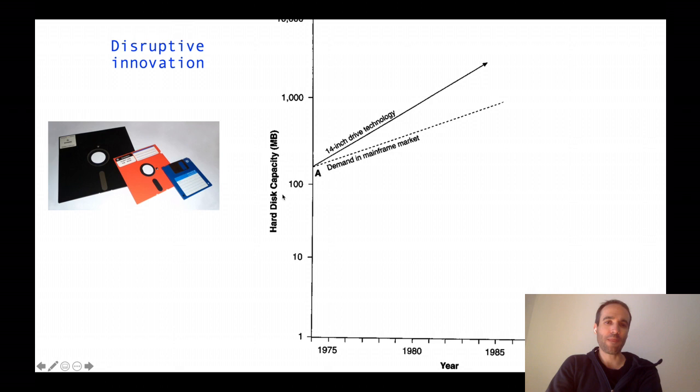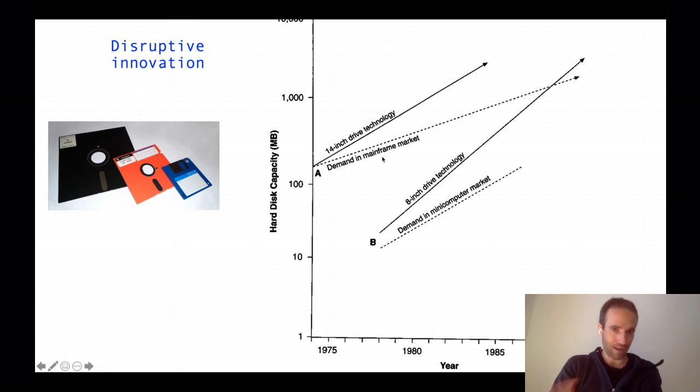Like in 1975, we had this hard disk we called 14-inch drive technology. These were huge hard disks, and this was the capacity of such a disk, and this is the capacity as it evolved year by year, right? And in this line here, you plot the minimum requirements for the given customer.